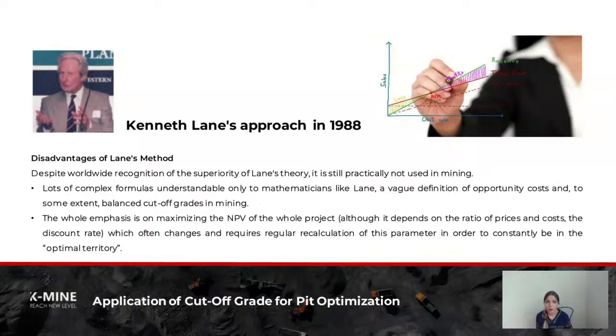So, according to Lane's theory, the limiting factor dictates the terms. So we have to define the bottlenecks of each process, and based on this knowledge, make a decision. Do we need to mine more than the plant can take, or do we need to get more than the market can take? Based on that we can correlate the cutoff grade and also maximize the NPV.